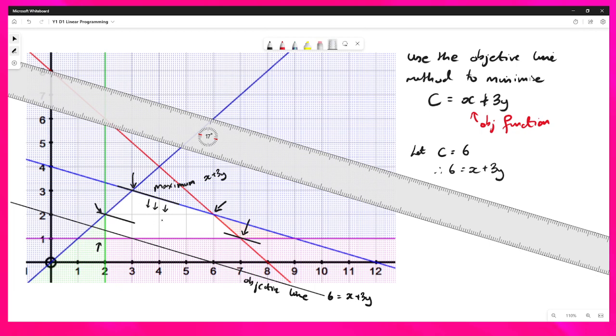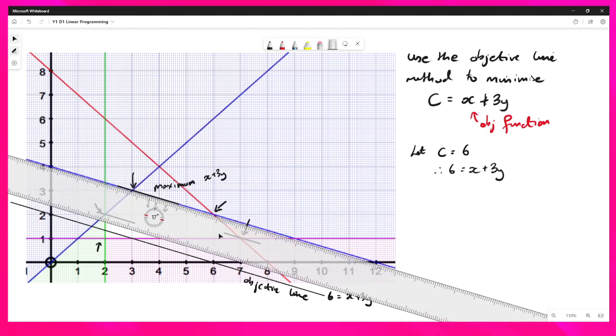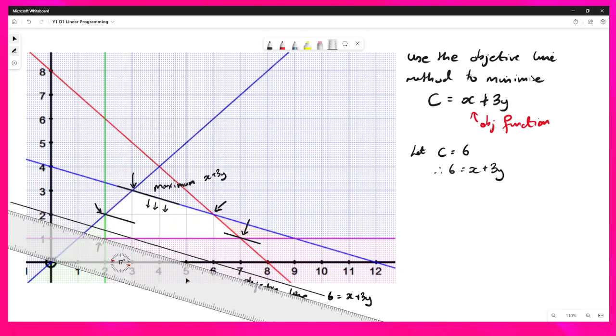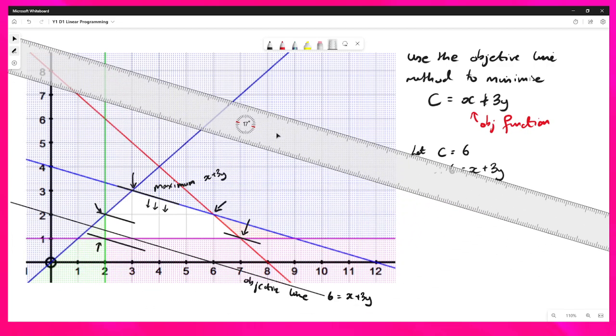Because the feasible region is below it. We don't want the maximum, we want the minimum. So if we go all the way back to this vertex, we can see that at this one, the entirety of the feasible region is above our line. Because it's above, that means that this point is our minimum.